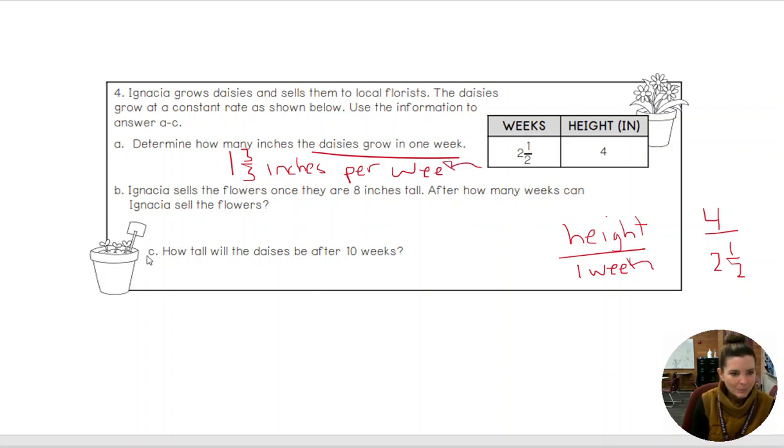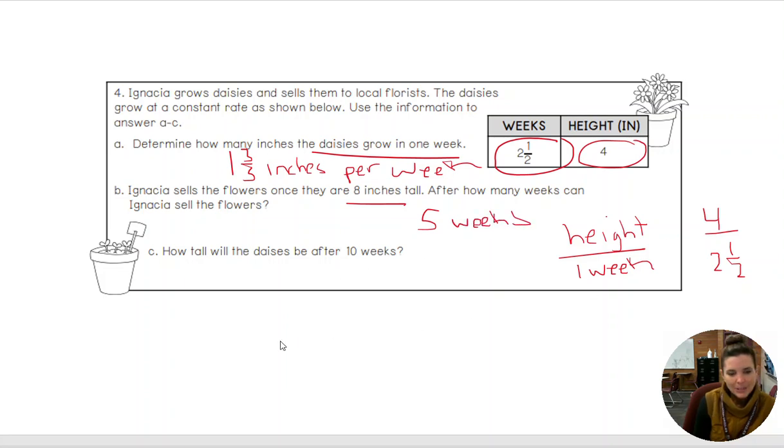Next question. Ignacia sells the flowers once they are 8 inches tall. After how many weeks can Ignacia sell the flowers? So if it takes 2.5 weeks to get to 4 inches, and she sells them once they're 8 inches tall, you guys can see that 8 is 2 times the 4. So we would have to take the 2.5, multiply it by 2, which would give us 5. Okay, she can sell them after 5 weeks.